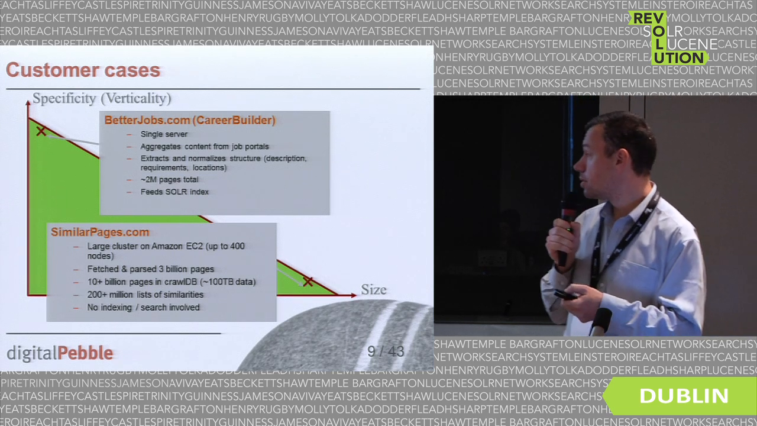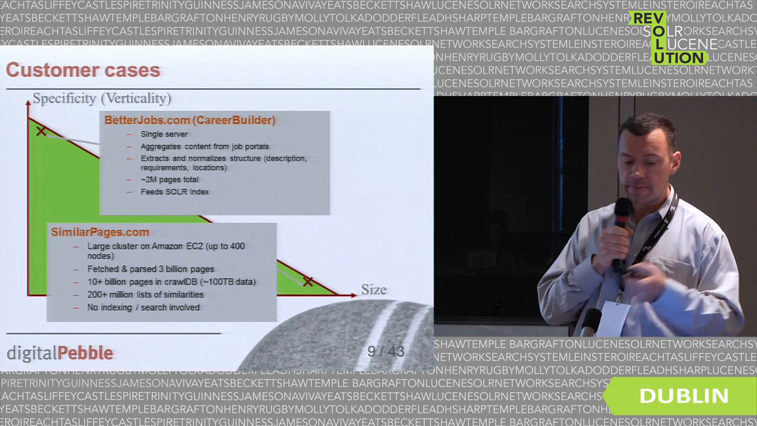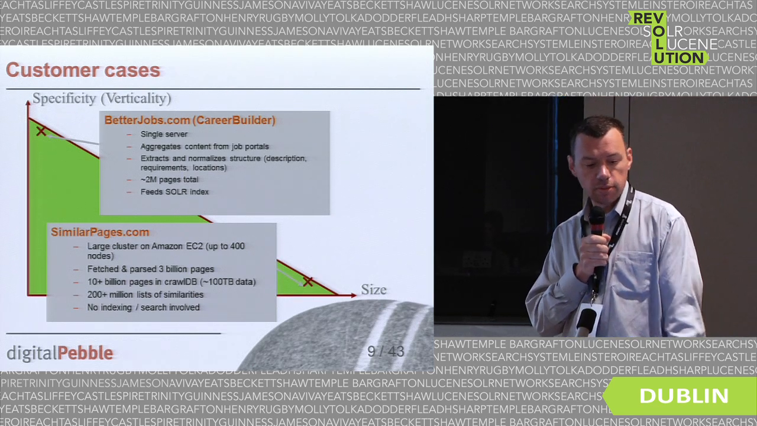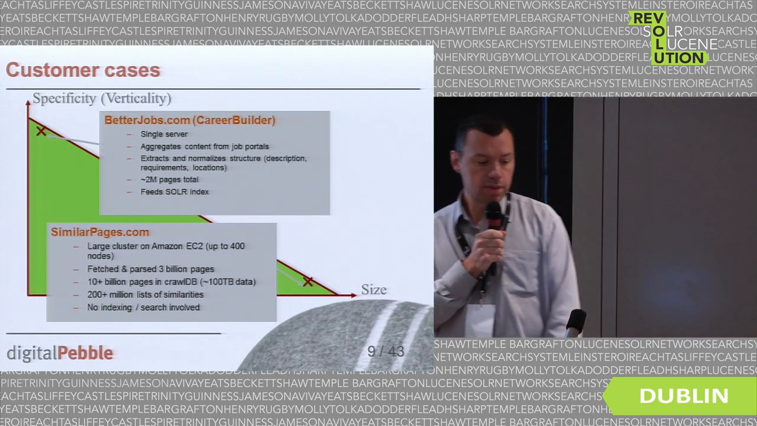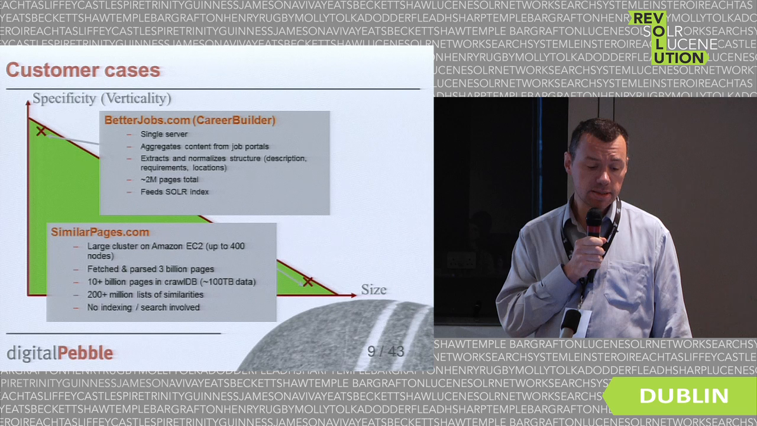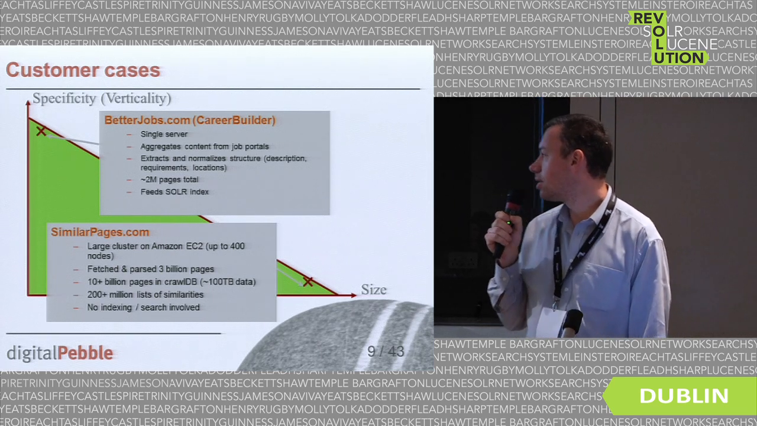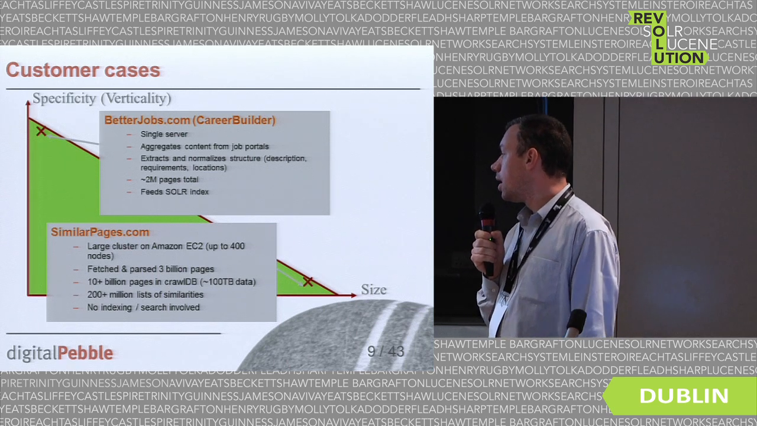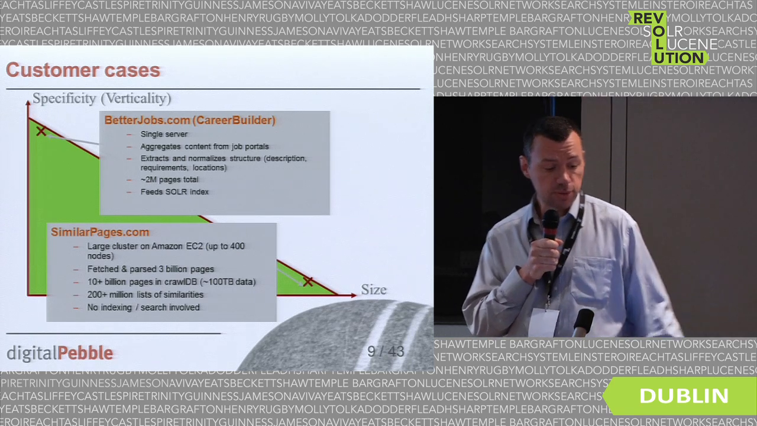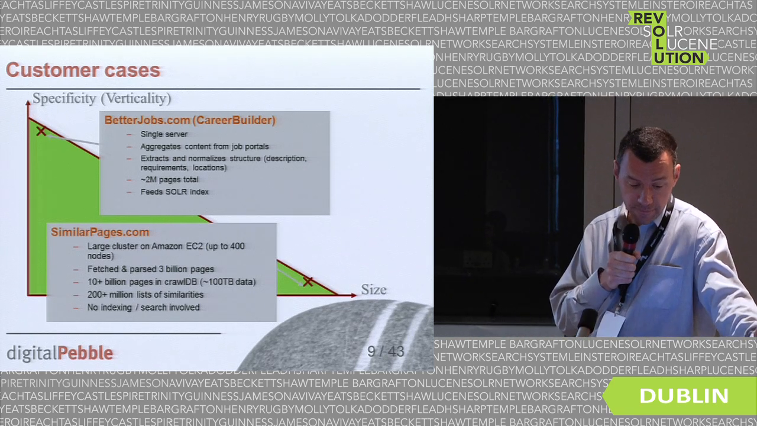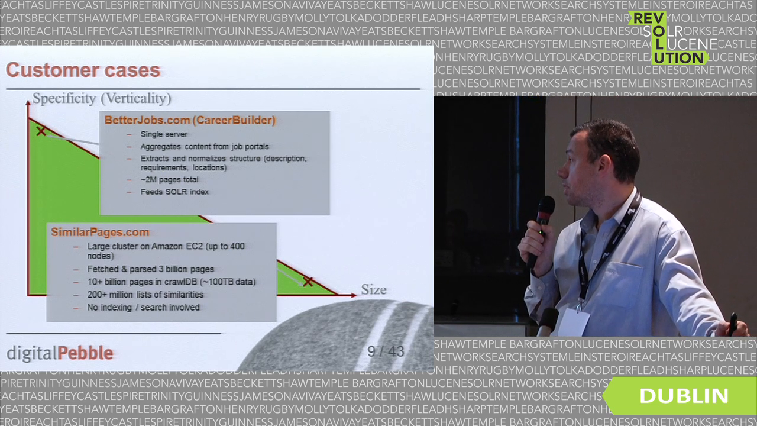At the other end of the scale, going towards very, very large size but very generic processing, we have similarpages.com, which is a client we had in Italy a few years ago. For these guys, we used quite a large cluster on EC2. We had up to 400 nodes at one point, and we used Nutch to get as many pages as possible. We fetched and parsed 3 billion pages, and in total we had over 10 billion pages in the crawl DB.